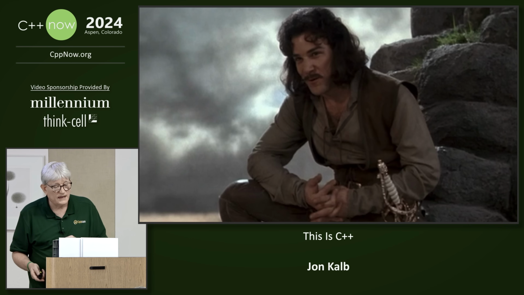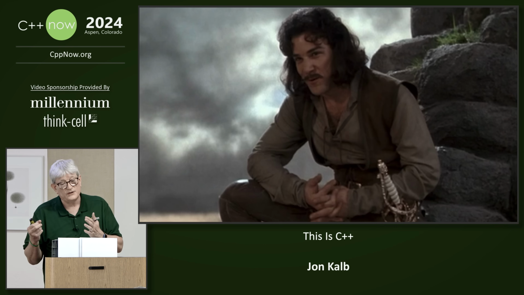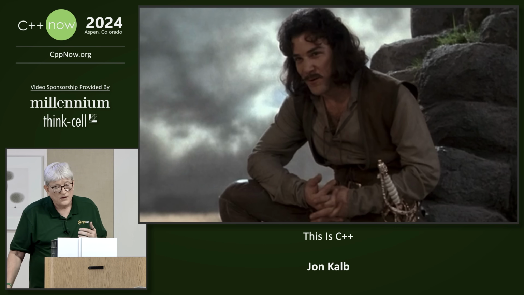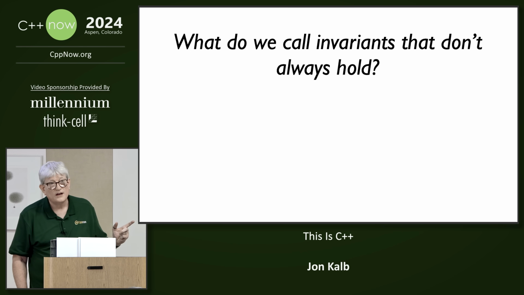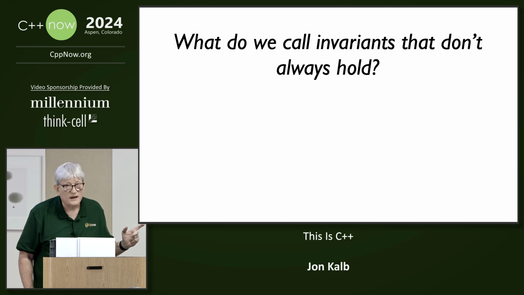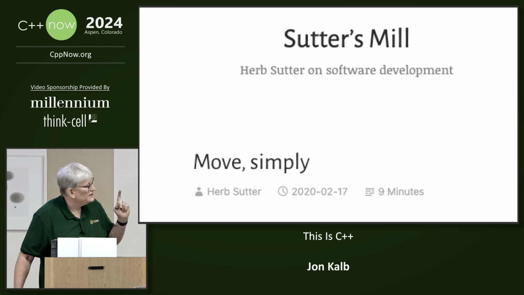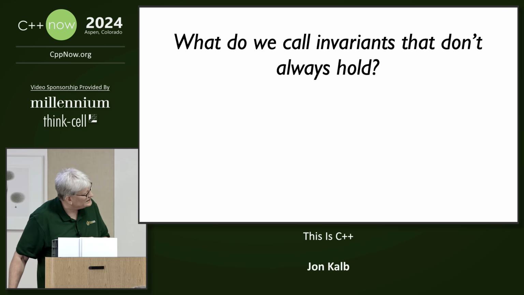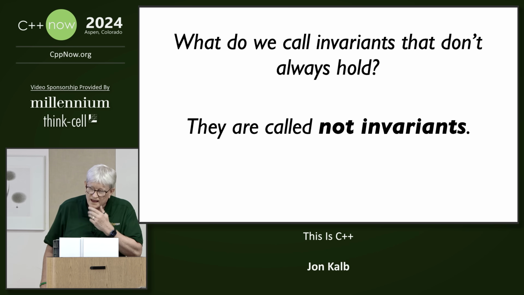So why did the committee make this decision? Well, I think it's easy to see why library implementers want this rule. We have a name for invariants that don't always hold. What is the name for invariants that don't always hold? They are called not invariants.